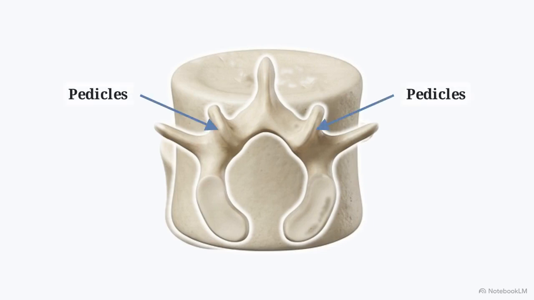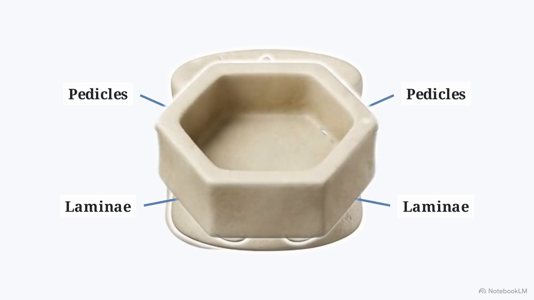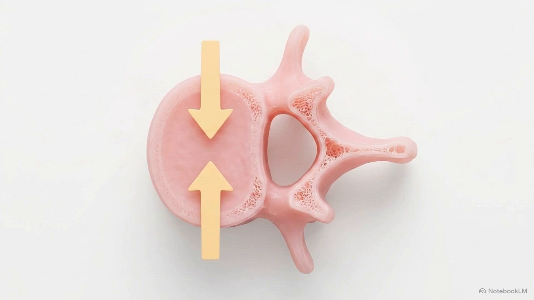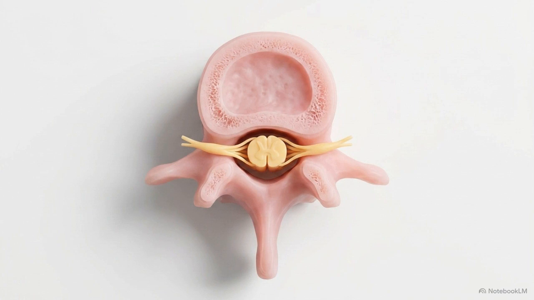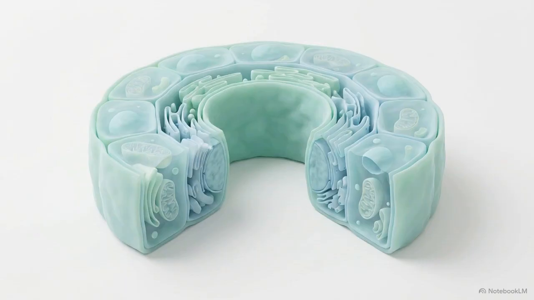This arch is constructed from paired pedicles extending laterally from the body, connecting to paired laminae that meet at the posterior midline. The union of the solid anterior body and the posterior arch creates the vertebral foramen. This anatomy splits the physical burden. The body absorbs the physical load, freeing the hollow arch to act purely as a protective vault for the spinal cord. This protective vault is not fully formed at inception.